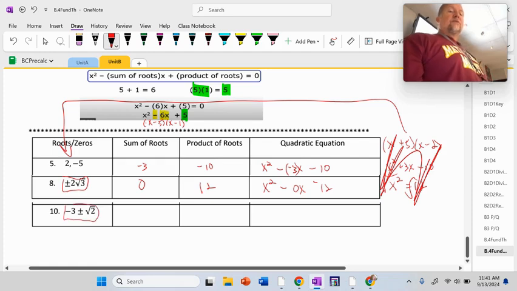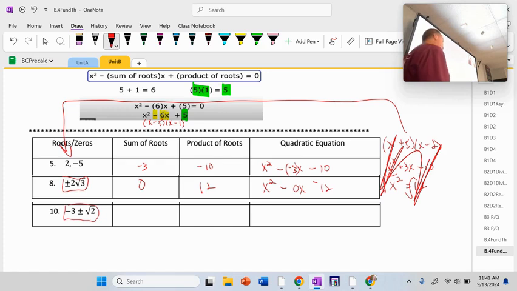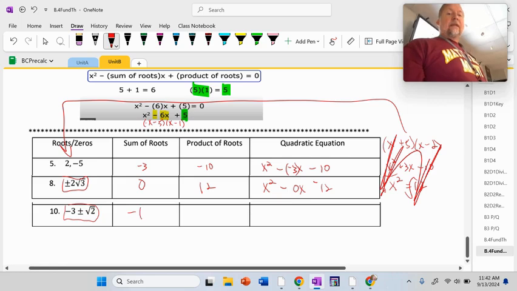What's the sum of these two zeros? What happens to the root 2's? What happens to negative 3 plus root 2 plus negative 3 minus root 2? What happens to the root 2's? They cancel. Thank you, somebody. And then what's negative 3 plus negative 3? Negative 6.